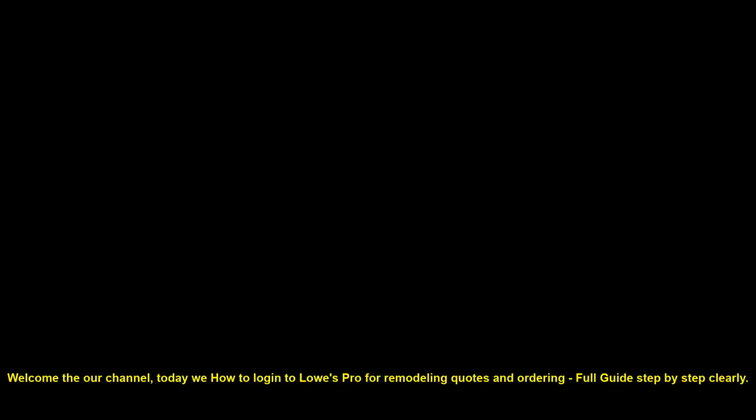To log into Lowe Pro for remodeling quotes and ordering, start by opening your web browser. Type in the URL for Lowe's website. Once the page loads, locate the Pro option on the top menu bar. Click on the Pro option to access the Lowe Pro section.